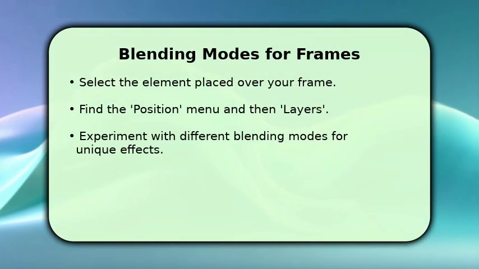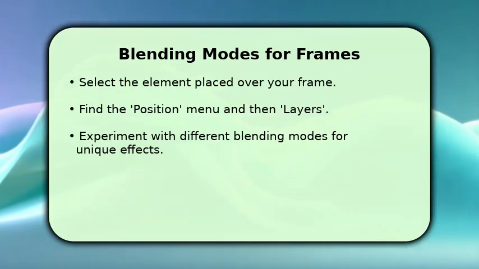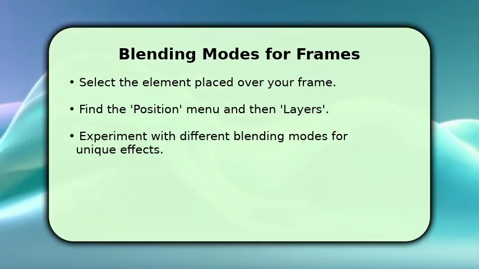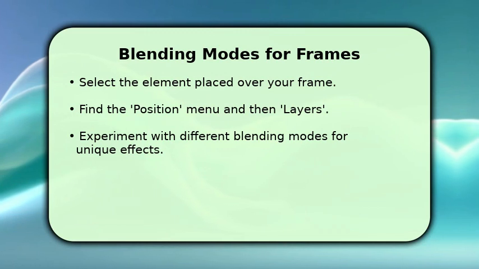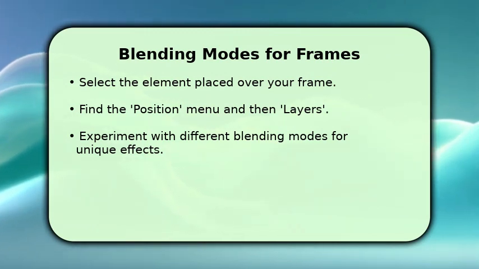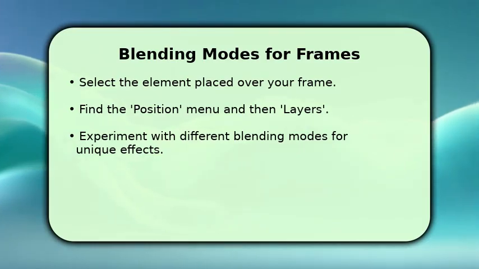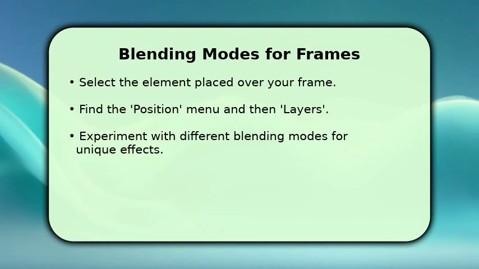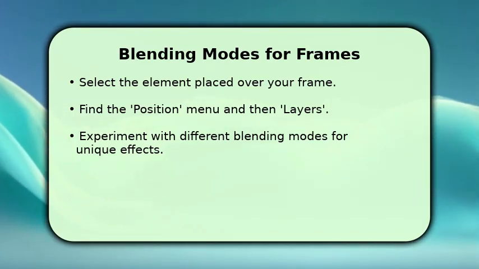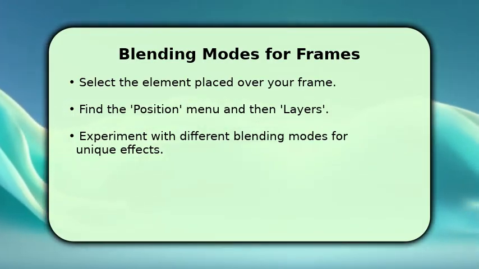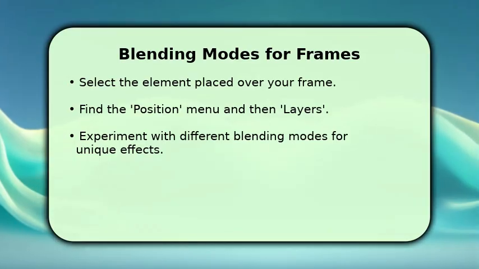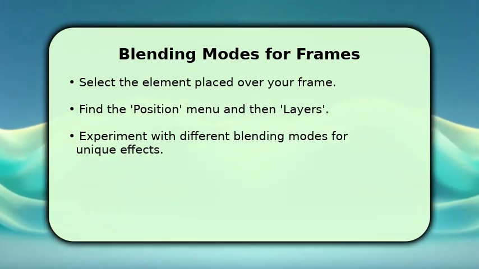For even more advanced effects, explore Canva's blending modes. With your overlaying element still selected, navigate to the Position menu in the toolbar, then click on Layers. Here, you'll find various blending options like Multiply, Screen, or Overlay. Each mode interacts differently with the layers beneath, creating unique visual outcomes. Experiment with these to discover how they can enhance your transparent frame designs.